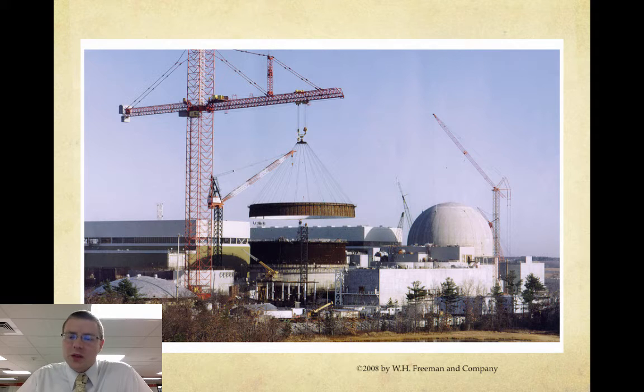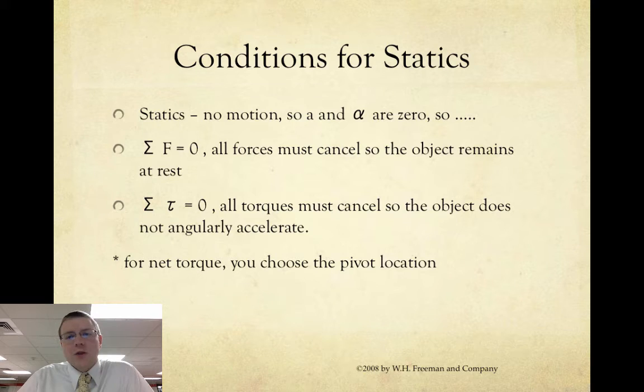All things should be equal. And what are those things? Well, we saw them in lab today. The conditions for static equilibrium is there is no motion. That means no linear acceleration and no angular acceleration. They both must be zero, which means that all our forces are going to cancel out and the object must remain at rest, and all our torques must cancel out, so the object will not angularly accelerate.